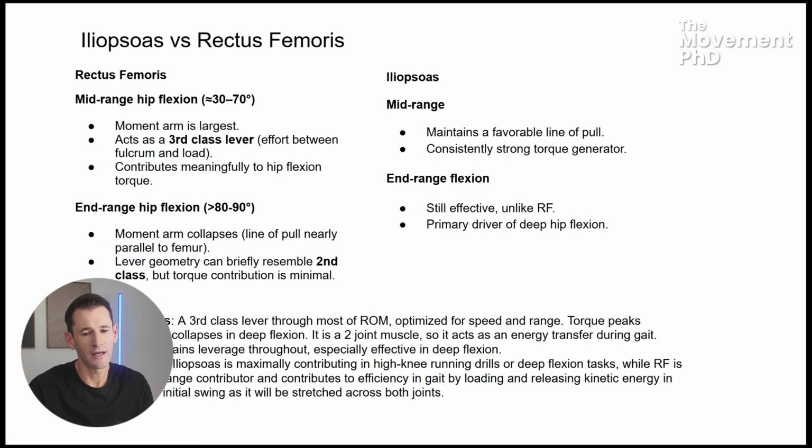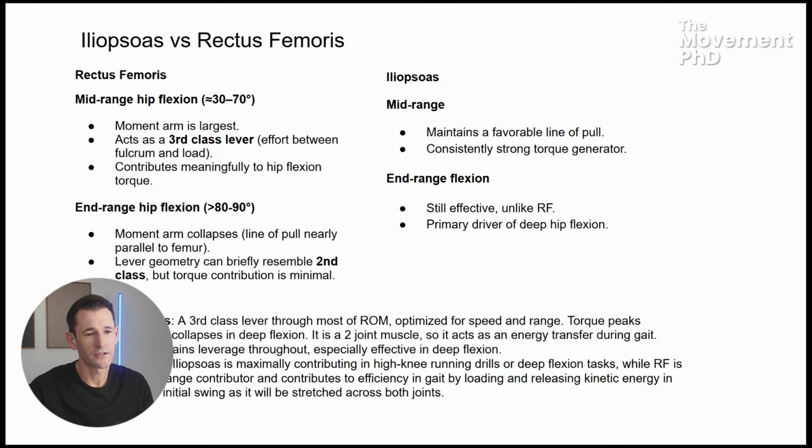However, when we get to the end range of hip flexion, so 80 to 120 degrees, the moment arm of that rec fem gets really small. It does briefly turn into a second-class lever, which is really the type of lever that generates the most torque. But the moment arm is so small at that point that it's not really doing much for hip flexion. Also, it's shortened at that point, so those sarcomeres are not in their best length-tension relationship. So your rec fem is actively contributing the most to hip flexion torque in that 30 to 70 degrees.